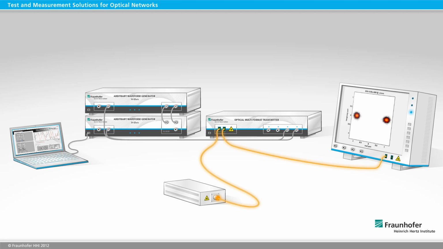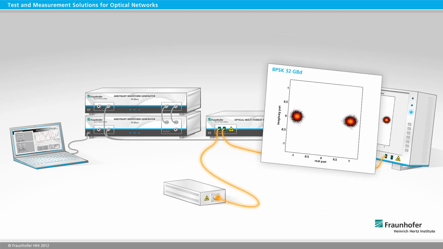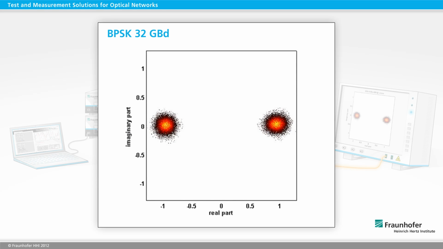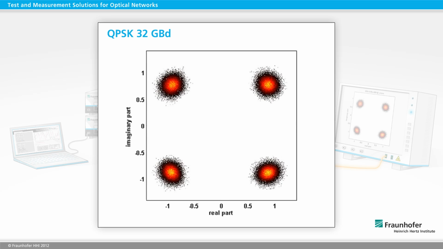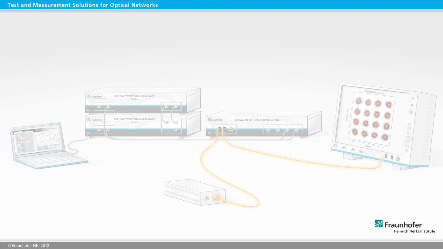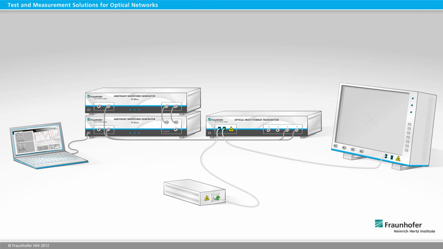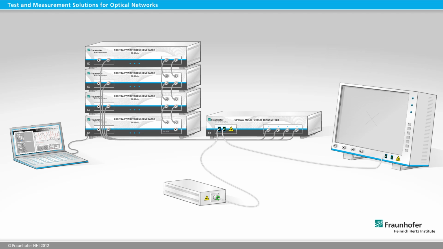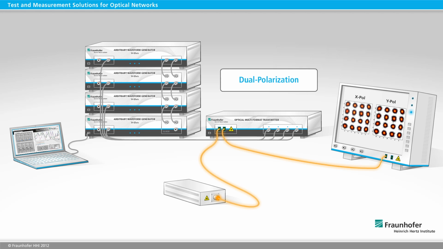The setup of AWGs, laser sources and transmitter generates optical signals in a range of modulation formats that includes on-off keying, QPSK, 8PSK, and 16 QAM up to 34 gigabaud. Switchover between various modulation formats is simple and easy. 4 AWGs in combination with the dual polarization version of the Optical Multi-Format Transmitter allow the generation of both PolMux signals and 4D modulation formats.